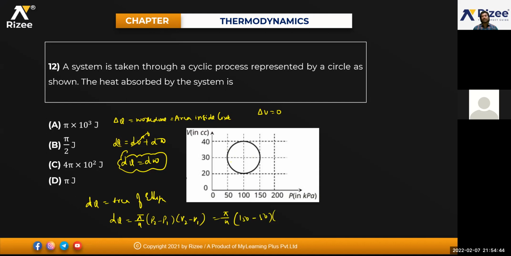V2 is 40, 40 minus this one. How much is it, beta? It is 40 minus 20. That will be equal to 20 cc. So it is 20 into 10 to the power of 3 cubic centimeter. Clear?